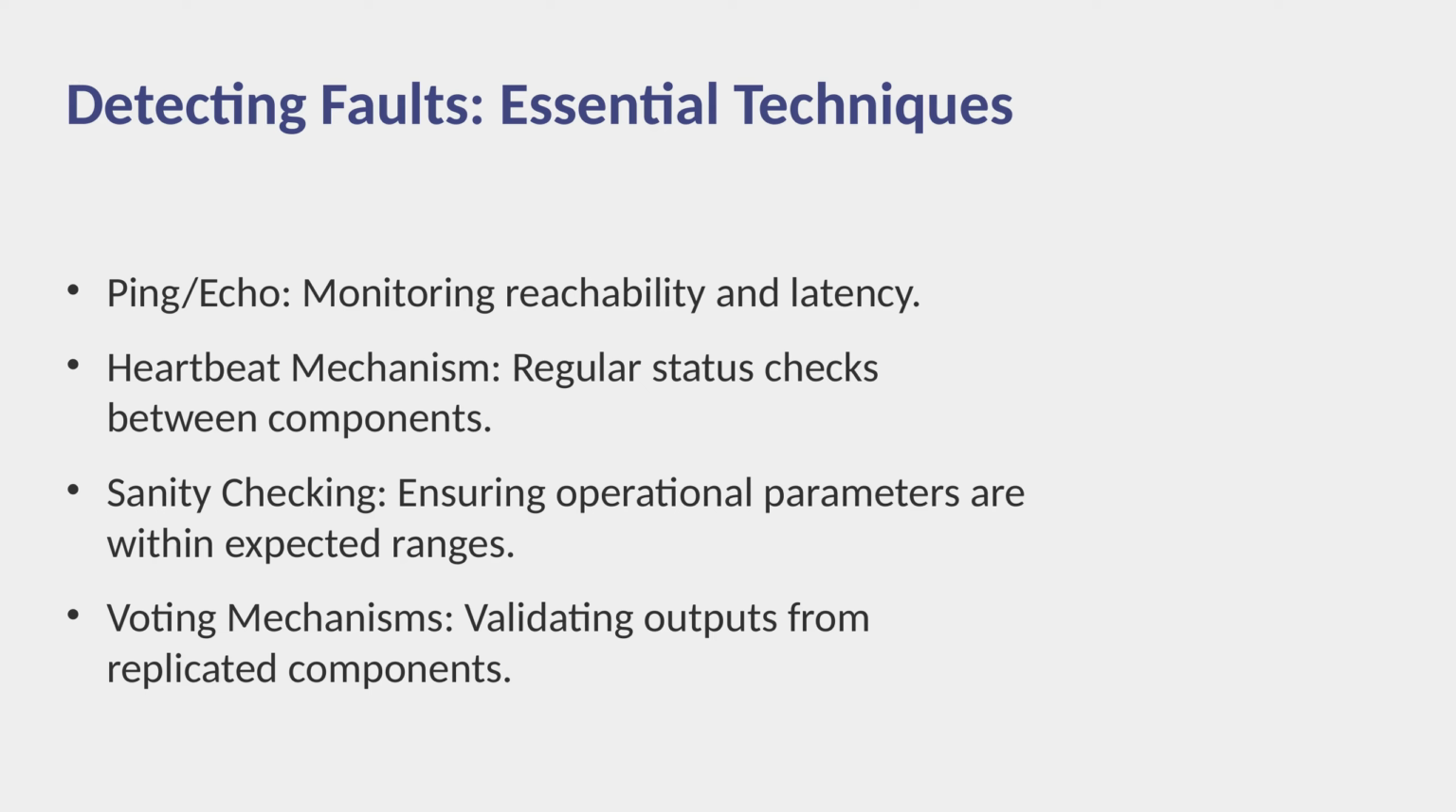Sanity checks also play a vital role. They help verify that a system's operations and outputs remain within predefined limits. Additionally, voting mechanisms can be employed in systems with replicated components to ensure consistency. If one instance provides a different output than others, it raises a flag for further investigation.